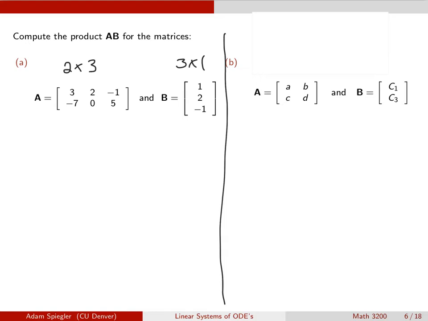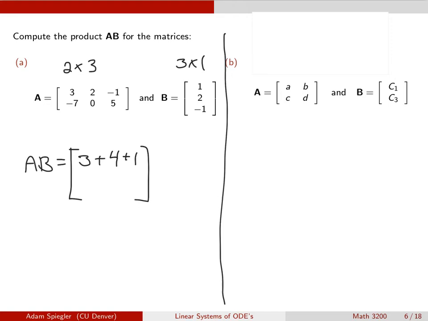So if I'm multiplying A times B, then for the first entry, I would take the first row of A and multiply it by the first column in B. Well, there's only one column here, so I would take 3 times 1, that gives me 3, plus 2 times 2, which gives me 4, plus minus 1, which gives me plus 1.